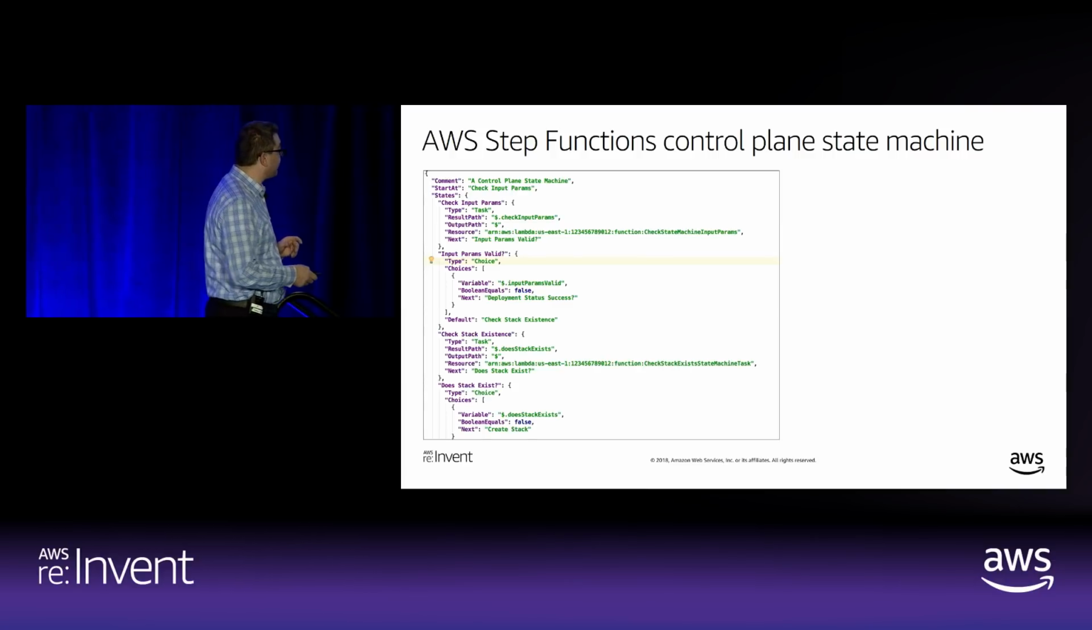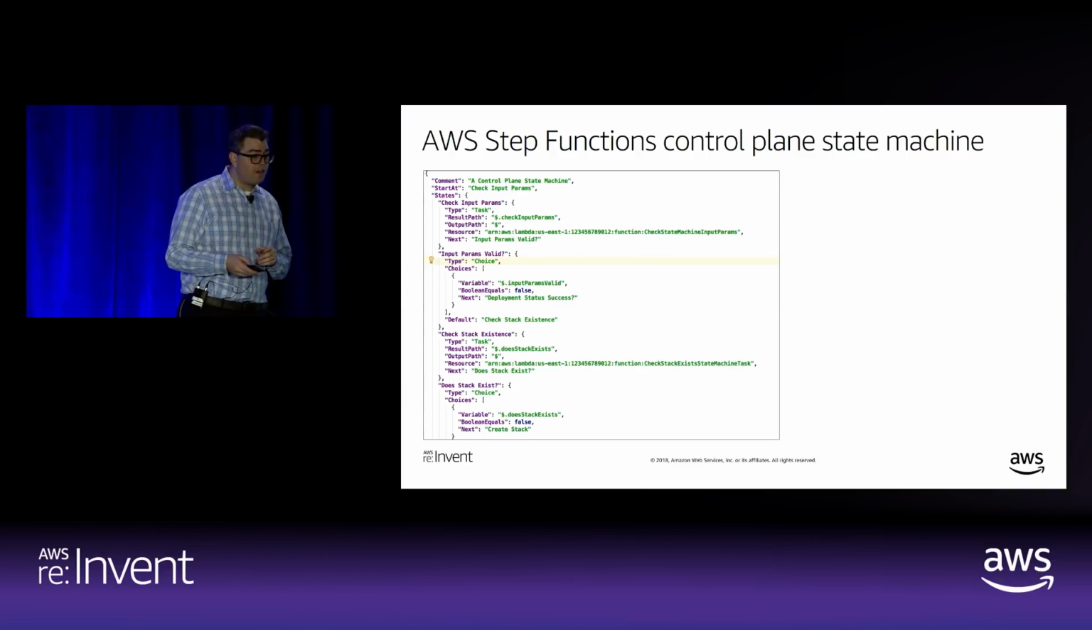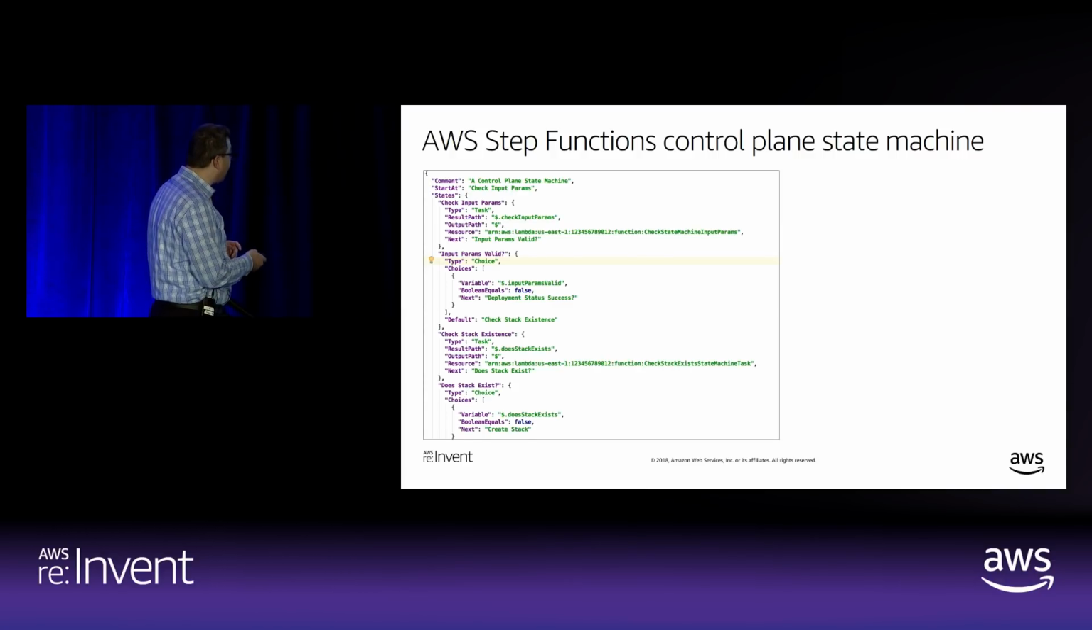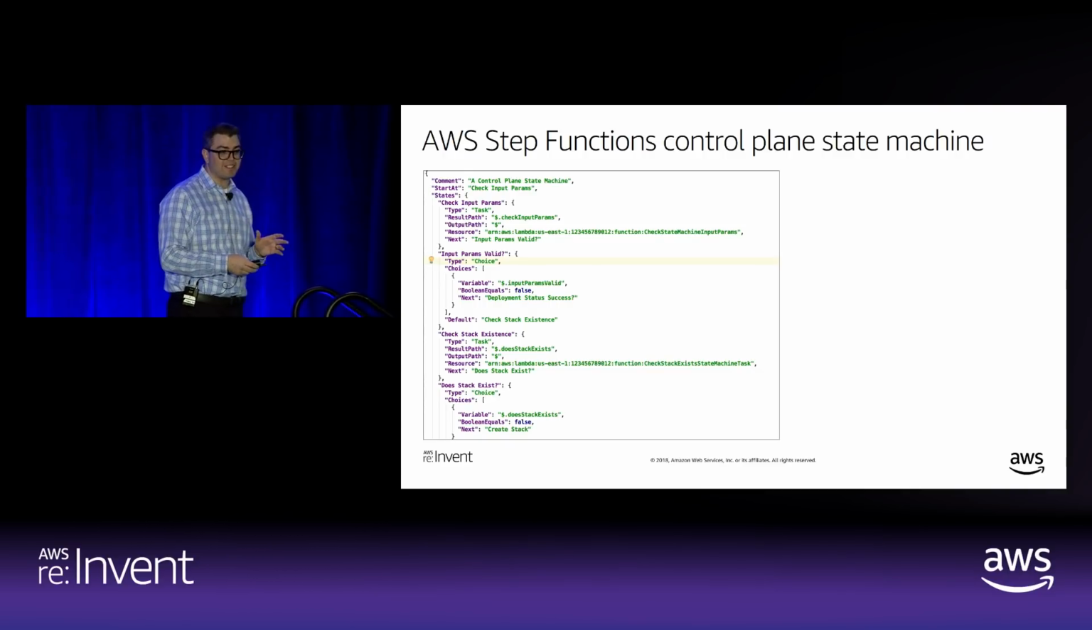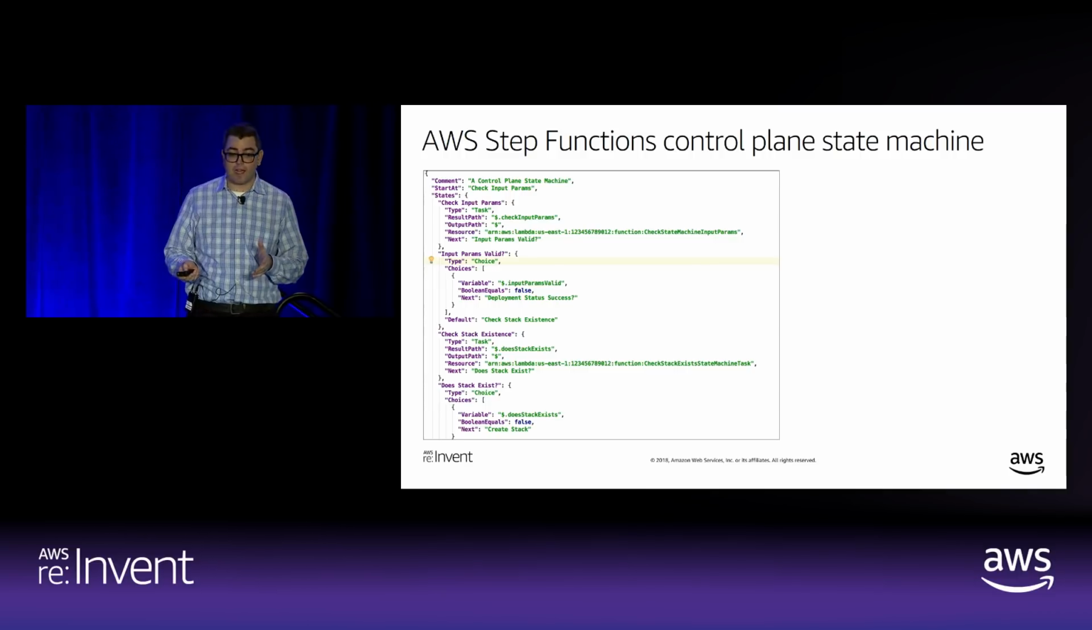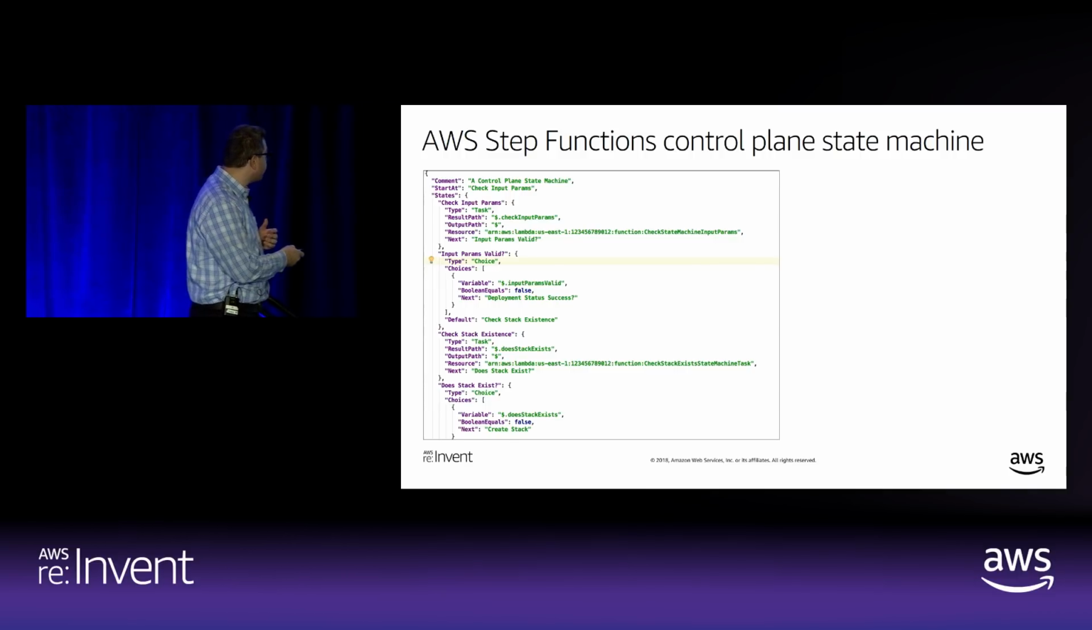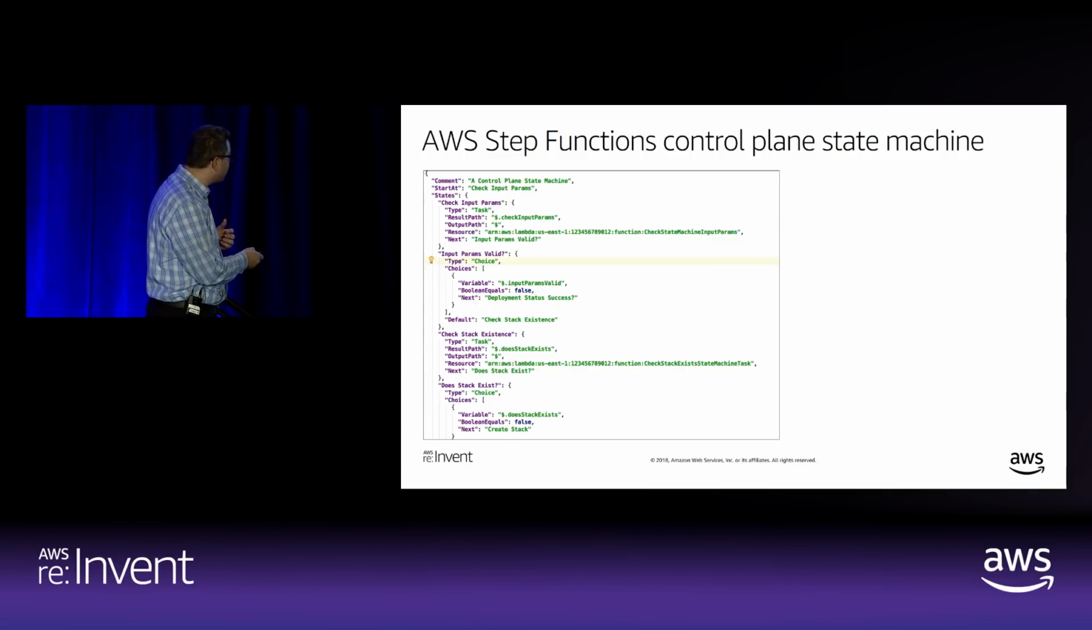But I want to talk about Step Functions. So here's an example of a state machine that I've defined in a JSON syntax. Now it's a much bigger document than this, and it's impossible to get the large document on the slide. But what I want to outline here for you is that this is the task. So right here's the task, input param is valid.